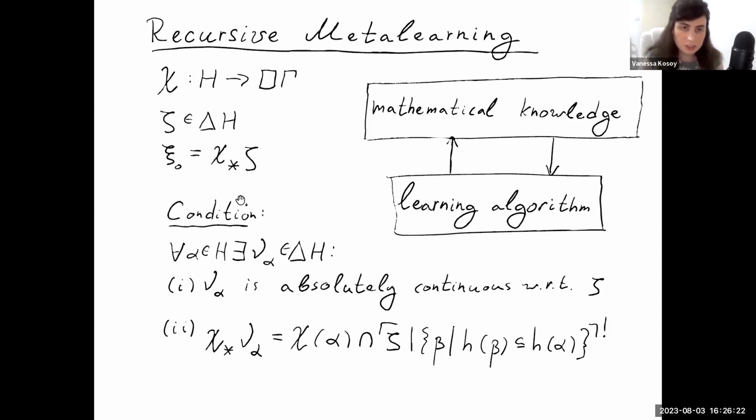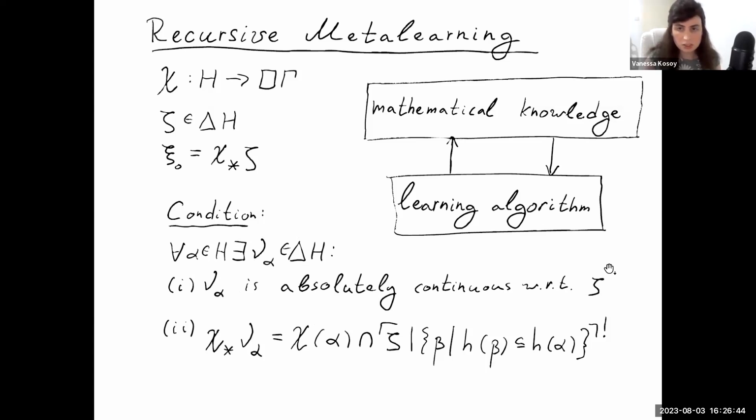So what is the condition? The condition says that for any hypothesis alpha in H, there exists some new alpha, a distribution over H, such that, first of all, new alpha is absolutely continuous with respect to the prior zeta. If you don't know what absolutely continuous is, just imagine zeta is just a discrete distribution.